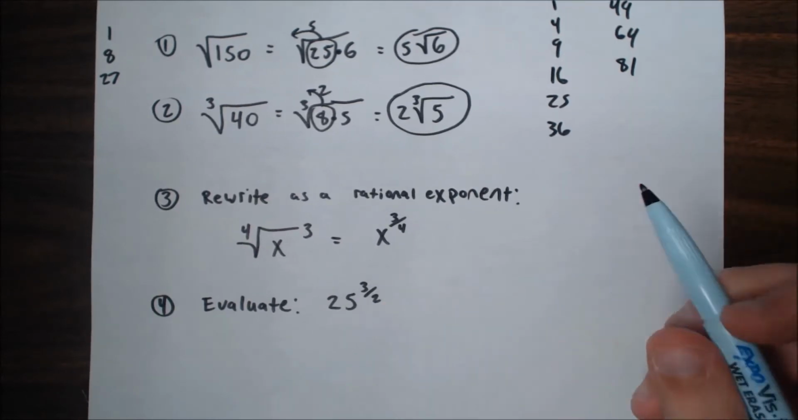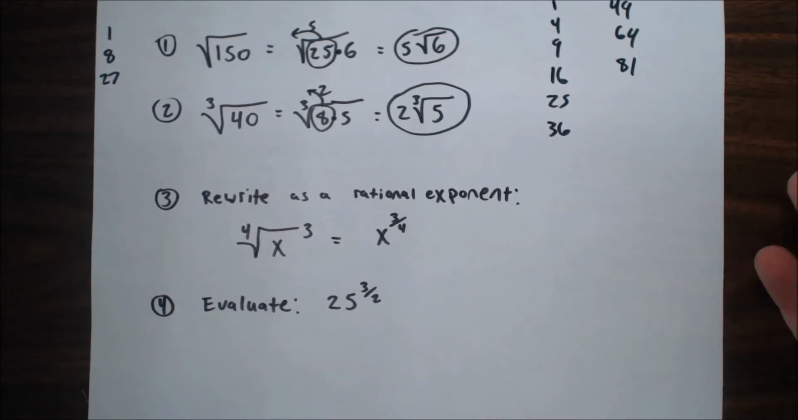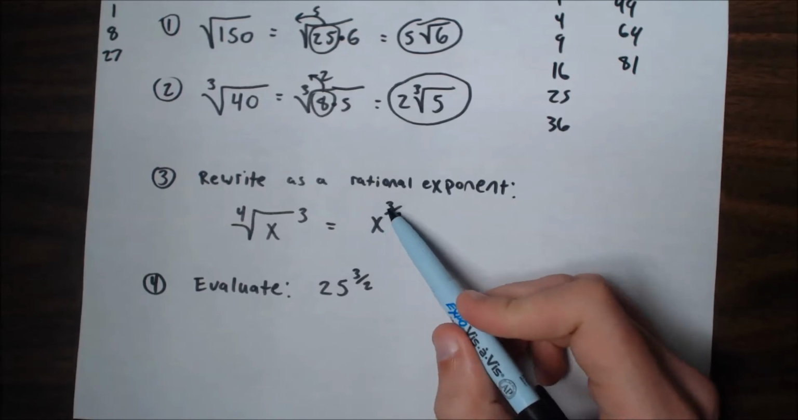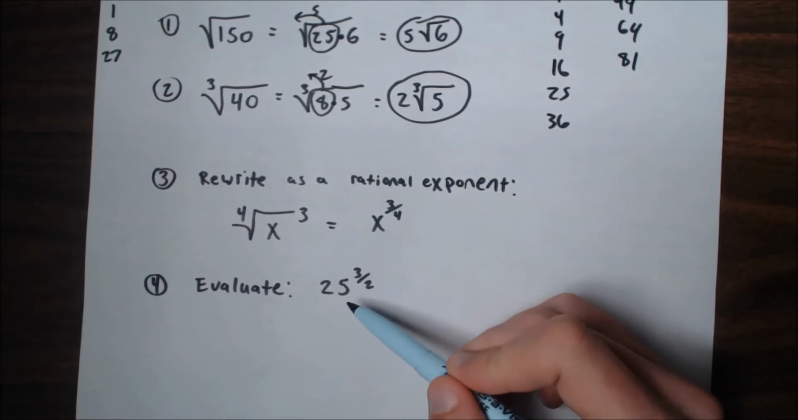Okay, and then evaluate. What that means is they want us to actually figure out what this is, but we want to do it by hand. I don't want you to just type this in your calculator. I want you to show that you understand what we did here by working it out down here.